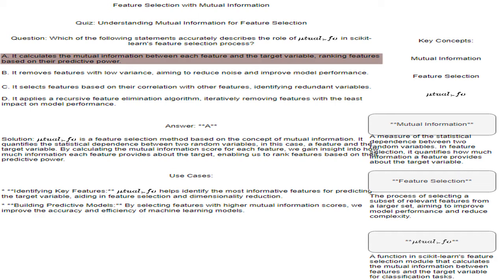Assume we have a dataset with features like age, income, purchase history, and customer loyalty, and a target variable churn, whether a customer left or not. mutual_info_classif would calculate the mutual information between each feature and churn, revealing features like customer loyalty or purchase history that have strong predictive power for churn.